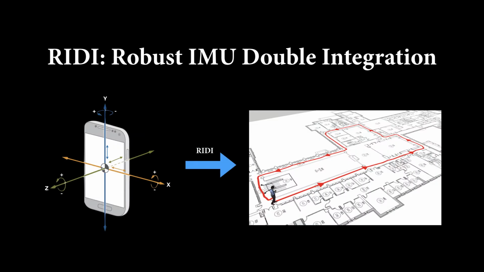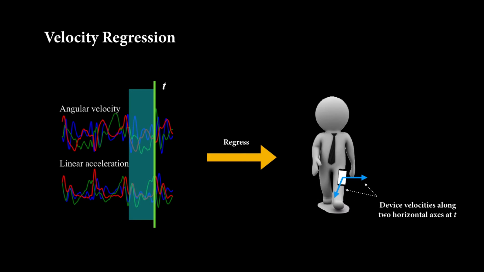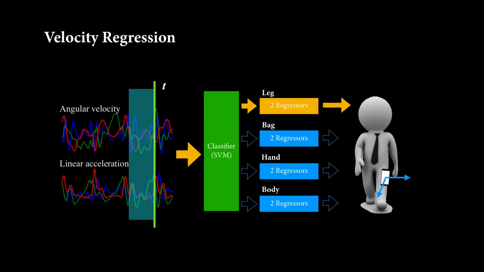We propose a robust double integration algorithm, which takes a data-driven approach to robustly estimate device positions only from IMU signals. Our system first regresses a velocity vector from the history of angular velocities and linear accelerations in the past second. We employ a cascaded regression model, where we classify the device placement type by a support vector machine, then regress the velocity by type-specific support vector regression.